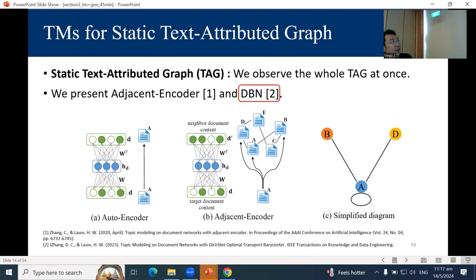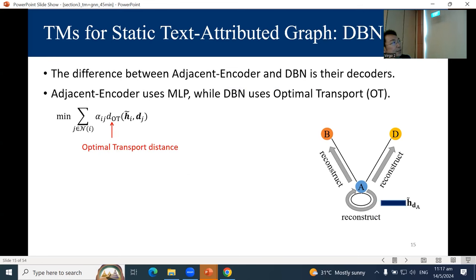Now, building on that concept, you can then think of different ways to incorporate even more sophisticated objective functions or models. So just an encoder is basically, the underlying model is still an autoencoder. Now, in the case of DBN, this is a different piece of work, which is essentially to try to incorporate the optimal transport. Optimal transport is a different form of objective function.